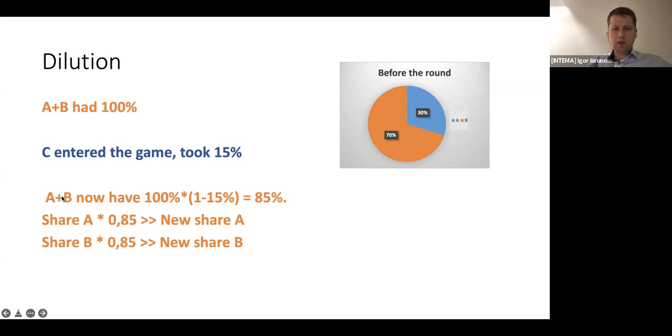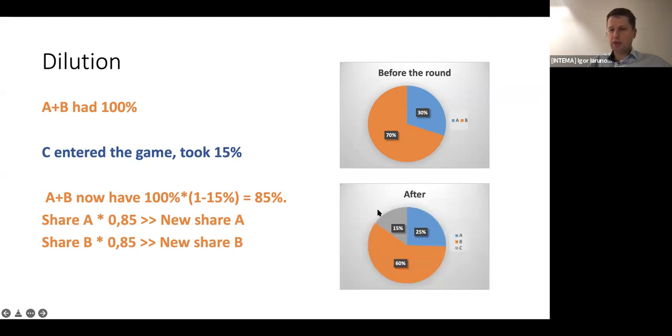What's going to happen with our current shareholders? A plus B have 100%. Now they're going to have 15% less, so it's going to be 85%. It's obvious, yeah. Share A multiplied by 0.85 is the new share A. Share B multiplied by 0.85 is the new share B. So they had 30 and 70 multiplied by 0.85, that's going to be 25 and 60. So 15% is the share of the new investor.